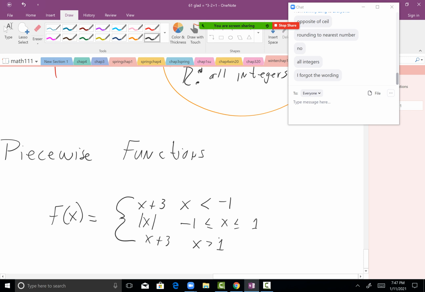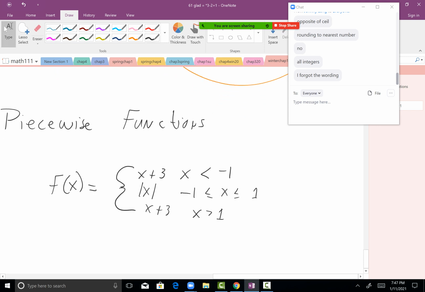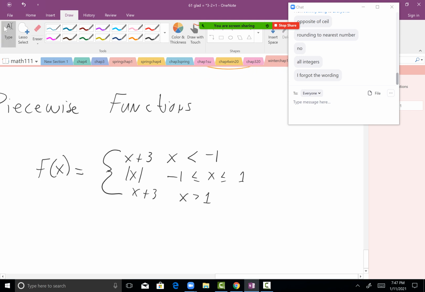Okay, this is what a piecewise function looks like. They can have as many pieces. They can have 2 pieces. They can have 3. This one has 3. You could have 10 if you wanted to. They're called piecewise functions because they're divided into pieces. So this is a piece, this is a piece, and this is a piece. They always have a function and a condition. So it's divided up into 3 things.